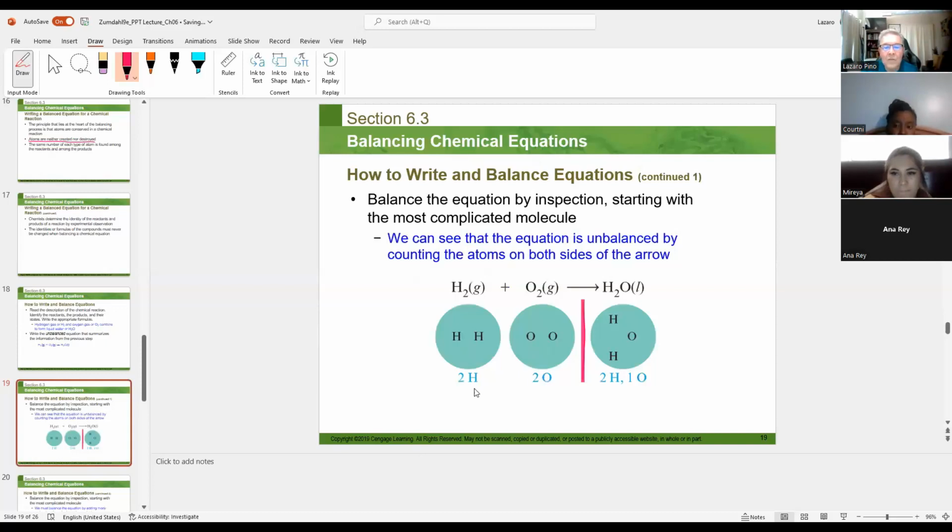You can say, I have 2 hydrogen, and here I have reactants, and I have only 1 oxygen in the reactant. So the equation is not balanced. How can I have 2 oxygen here? Add a 2 in front of the molecule. But now I have 4 hydrogen, 2 and 2 is 4. So I put a 2 in front of here, and then I will have 2 more hydrogen. Then I will have 4 hydrogen, 2 oxygen, 2 oxygen. Now the equation is balanced.